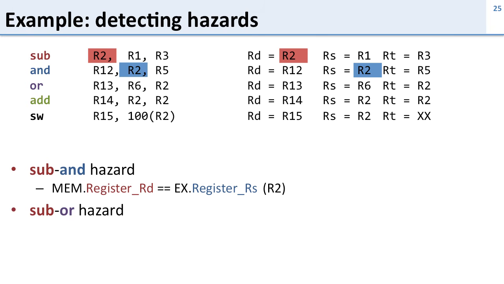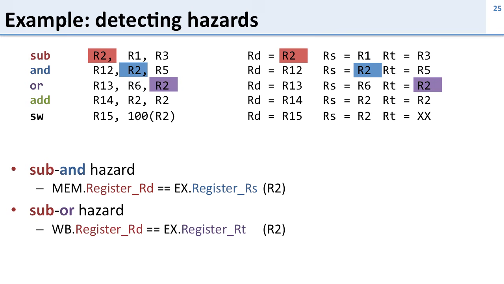How about between the subtraction and the OR? Well, the OR also uses R2 as one of its source registers. So its logic is going to see that when the subtraction instruction is in the write back stage, its destination is going to be the same as the OR instruction's source register when it's in the execute stage. So these are 2 cycles apart, so now it's going to be a hazard between the execute and the write back stage. We've also got this add instruction here, which uses R2 as its source as well.